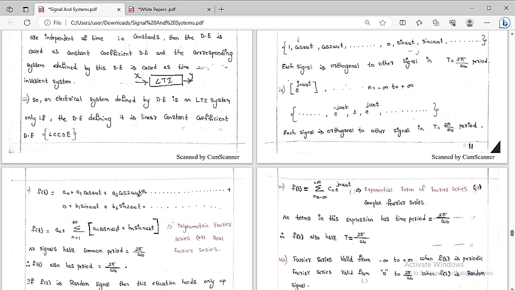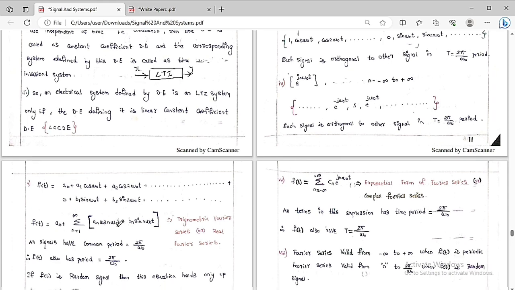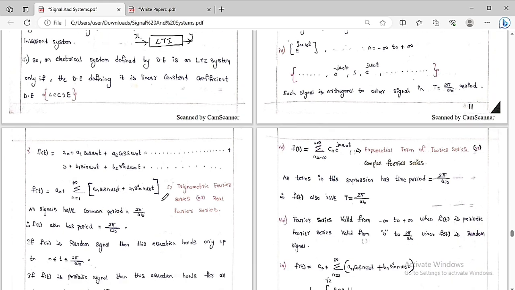I can write this in a simple fashion. f of t is equal to a0 plus sigma n equals 1 to infinity of an cos n omega naught t plus bn sin n omega naught t. If we substitute n equals 1 to infinity in this term, we get this series, and similarly in this term we get that series. And a0 is a constant. So this is called the trigonometric Fourier series or the real Fourier series. This you always have to keep in your mind.